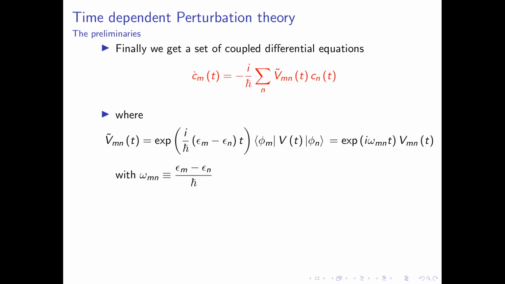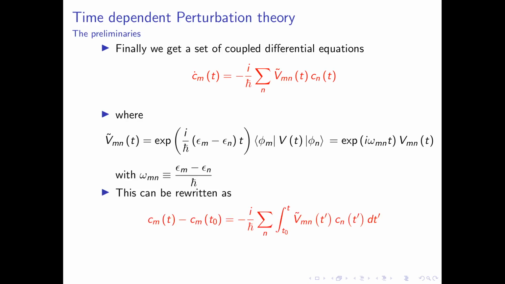Now this is a set of coupled differential equations, because in each equation for a particular m, all cn's are actually present on the right hand side. Now one thing that we can do is change this by integrating, and integration from some time t0 to a time t immediately gives us this expression. The left hand side becomes cm at t minus cm at t0, whereas the right hand side is replaced by an integral. It's the integral from t0 to t of minus i by h cross sum over n of V tilde mn t prime cn t prime dt prime.